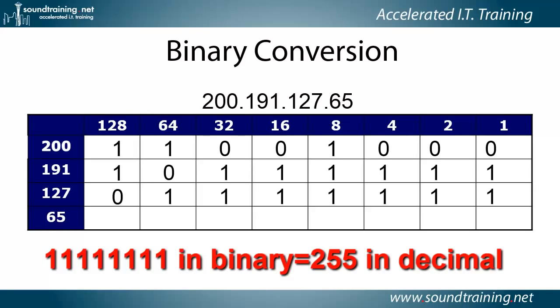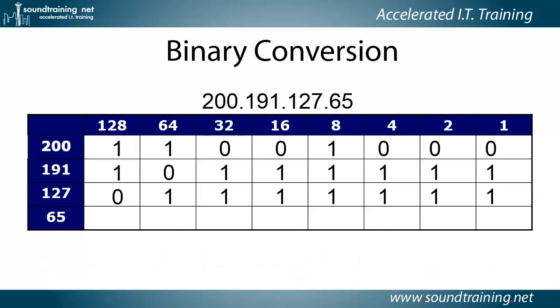And conversely, anytime you see a value of 255, that represents 8 bits all turned on in binary. Now let's do 65. Can we subtract 128 from 65? Nope, so we put a 0 there. What goes in the 64's column? Well, it's a 1, and we put a 0 in each of the remaining placeholders until we get to the very last one where we put in a 1.